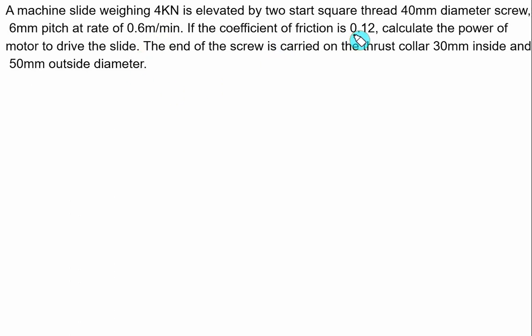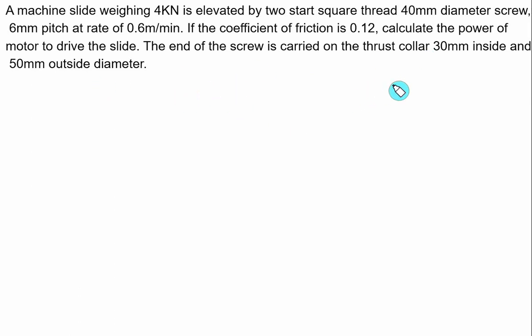Coefficient of friction is 0.12. Calculate the power required to drive the slide. The end of the screw is carried on the thrust collar of 30 mm inside and 50 mm outside. Only one value of coefficient of friction is given, so you have to take this value as equal to mu c as well as mu. The collar dimensions are given as d1 and d2. From this we can calculate mean diameter.